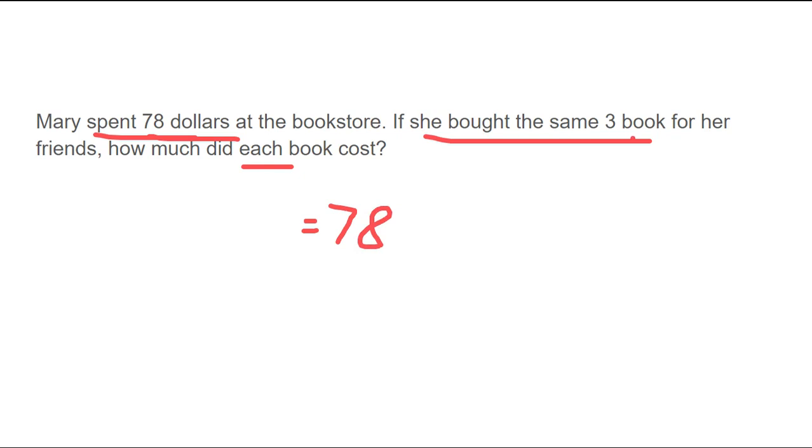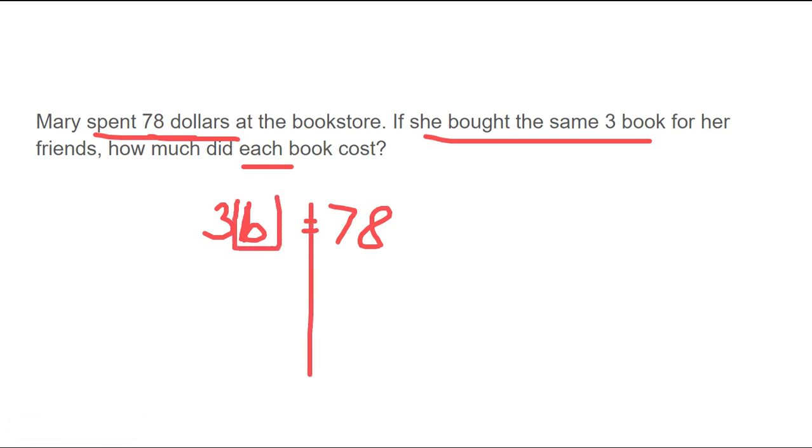Now, it also says that she bought the same book for her friends. So I'm buying 3 of the same books. And I'm going to use B to represent books. So the book times, I'm purchasing it 3 times. So 3 times B equals 78. 3 times how much the book cost equals the $78 that she spent.